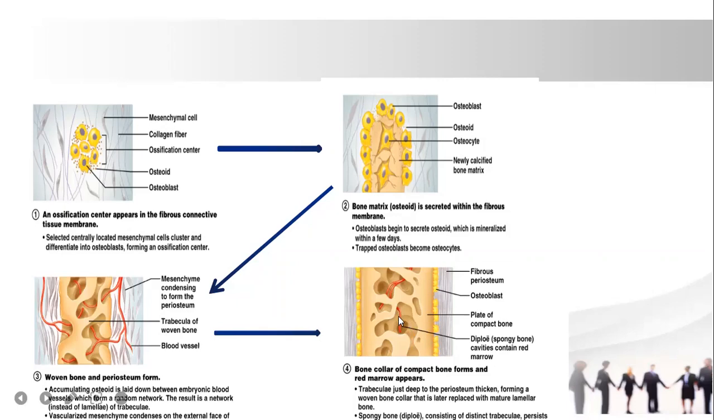So you're told that the trabeculae just dip to the periosteum and thicken, forming a woven bone collar that is later replaced with mature lamellar bone. Then the spongy diploe consisting of distinct trabeculae persists, and we have this plate of compact bone there.